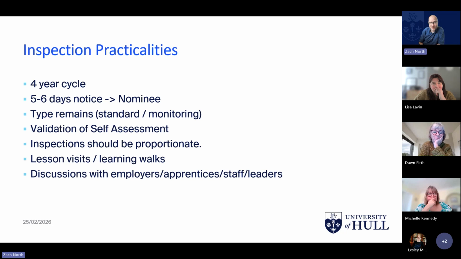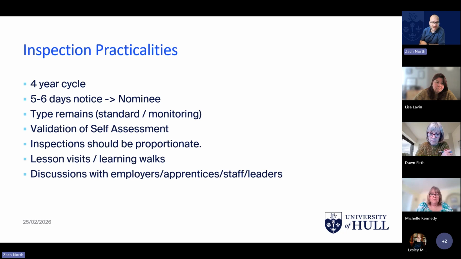And that goes to our nominee, who's Professor John Craig, the Pro Vice Chancellor for Education. Following that, there's a series of planning calls between the nominee, various leaders in the university, and the chief inspector as well. Those can take a couple of weeks. So 5 to 6 days notice plus a week or so, where they'll start to target things about what they want to look at.